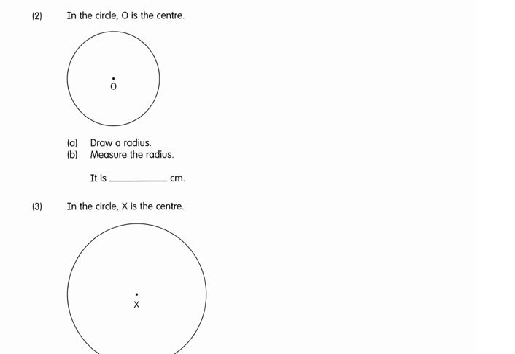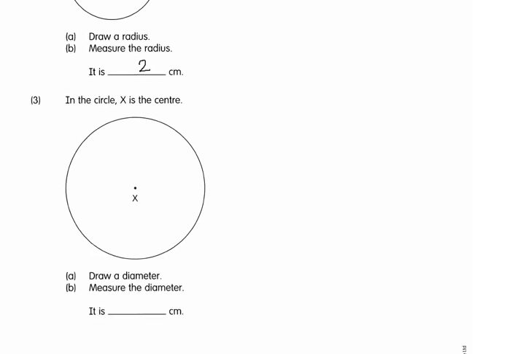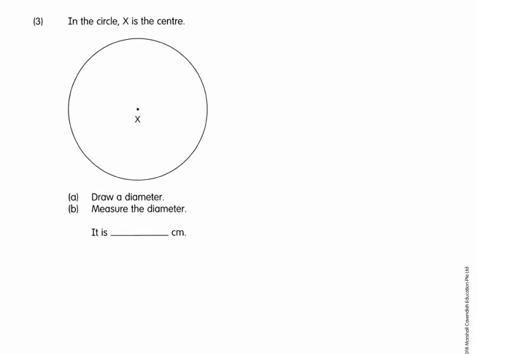Okay, in the circle, O is the center. You are supposed to draw a radius. Not very hard to draw a radius. Just draw from the center outwards to the side. And you are supposed to measure the radius. If I'm not wrong, the radius is 2 cm. So just write it. 2.